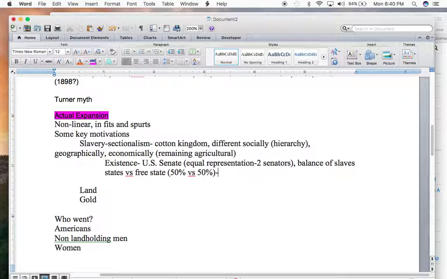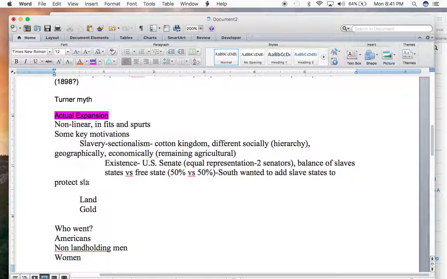And so whenever you wanted, the South was desperate. The South wanted to add states to protect slavery. And they were interested very early on. Some of them had a phrase during the Mexican-American War. The phrase was, all Mexico. Let's not just take over California, let's take over all Mexico.